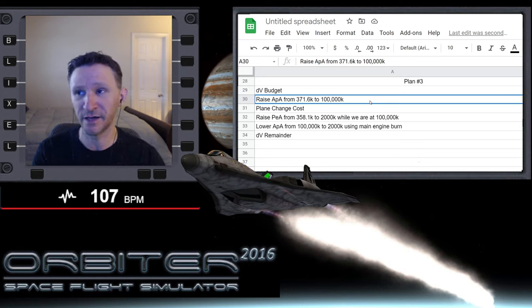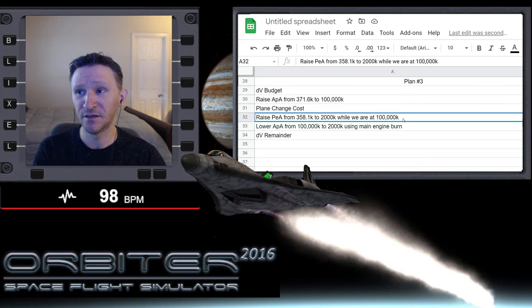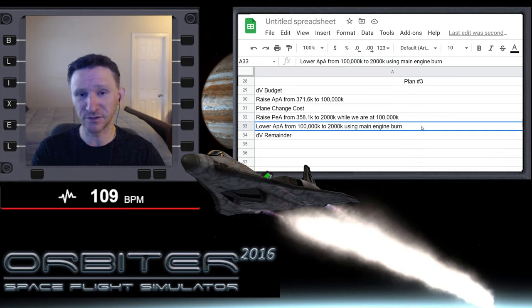But assuming we can do that, we then do the plane change at apoapsis, and then while we're still way out there in space, we raise our periapsis from 358.1 out to 2,000 kilometers, and then we warp time forward and come back down to Earth. We use the main engines to lower our apoapsis from 100,000 kilometers down to 2,000 kilometers. And essentially, that's kind of like our rendezvous.